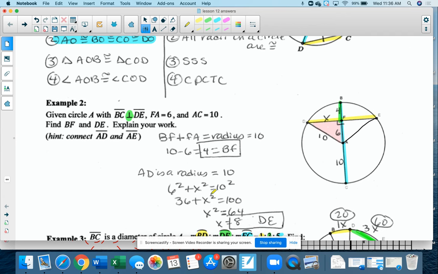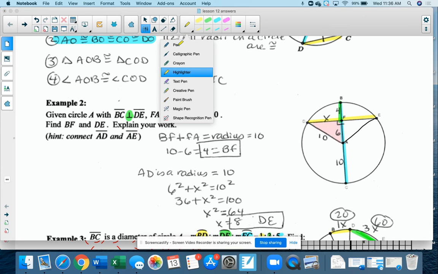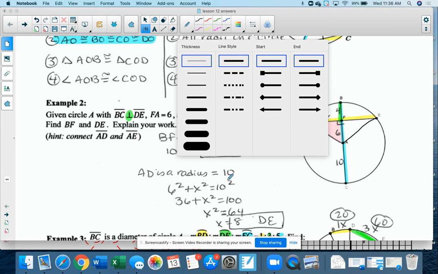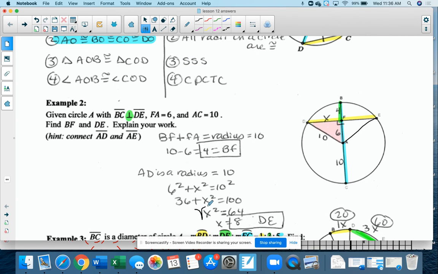I'm going to solve for x squared, so I'm going to subtract 36 on the left. But whatever I do to the left, I have to do to the right. So 100 minus 36 is 64. And in order to get x by itself, I have x squared, so I have to take the square root. The square root of x squared is x, and the square root of 64 is 8.